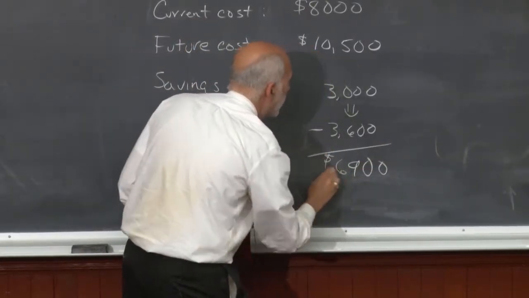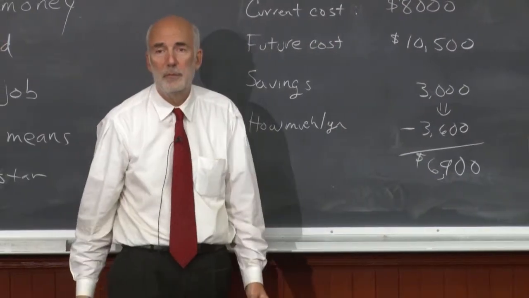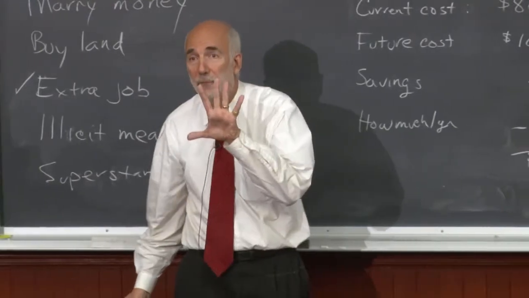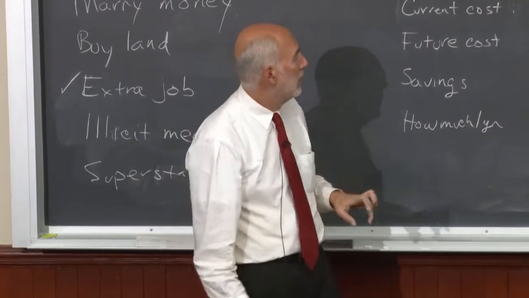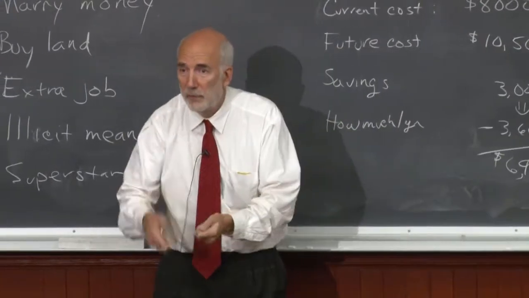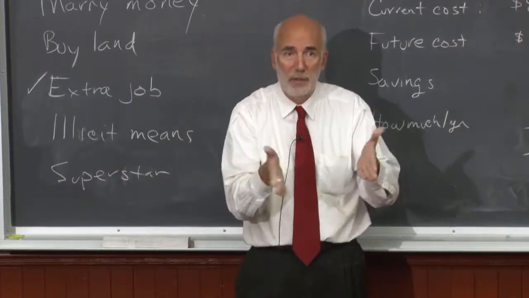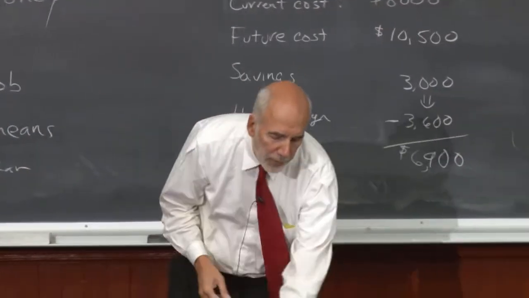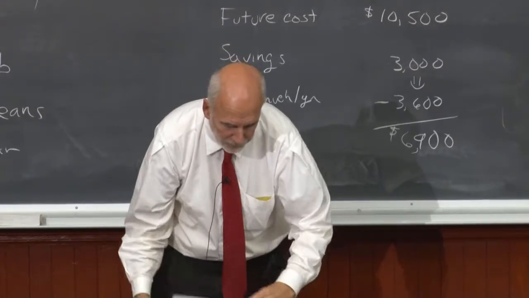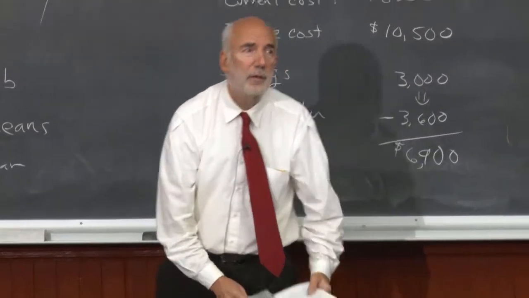$6,900. $6,900, subtracting $3,600 from 10.5. All right? I have 5 years, and I need to set aside, even levelly over the next 5 years, enough money to take care of this bill. So I go then to the next of my tables, which is called the future value of an ordinary annuity.